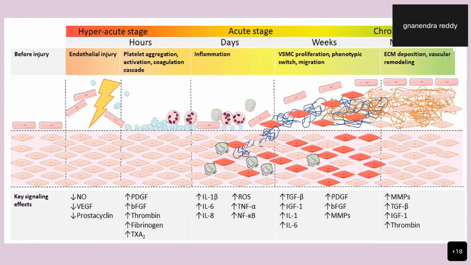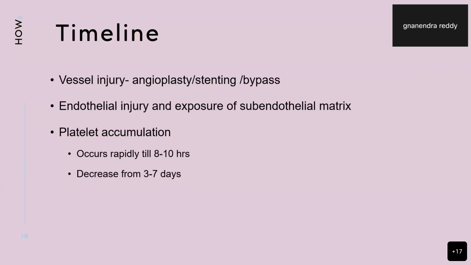So if you see the chronology of the neointimal hyperplasia, it can be arbitrarily divided into a hyperacute stage lasting for hours, an acute stage lasting from days to weeks, and a chronic stage lasting for months. Following endothelial injury, initially platelet aggregation, activation, and the coagulation cascade occur. Due to the endothelial injury, the inflammatory pathway sets in, and the cytokines and chemokines further lead to smooth muscle cell activation, proliferation, and migration into the tunica intima. Finally, extracellular matrix deposition and vascular remodeling occur, which leads to the neointimal hyperplasia.